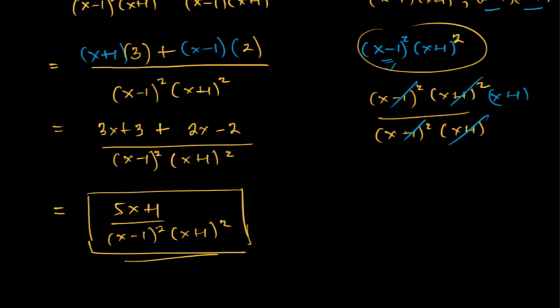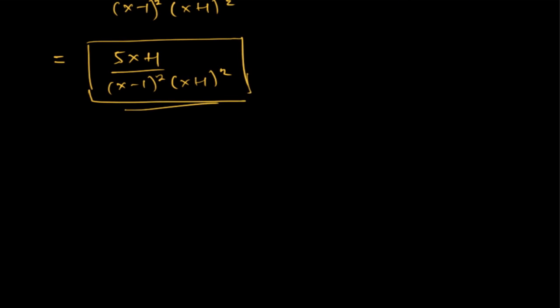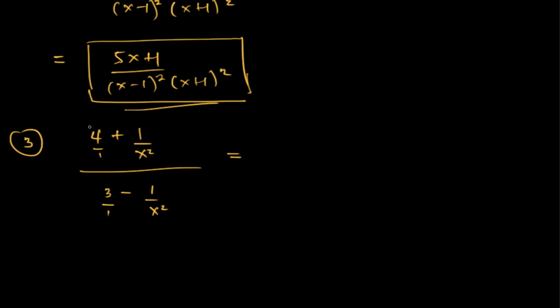So let's look at one more example before we call it quits on this topic. The last example we're going to be considering is to simplify 4 + 1/x² divided by 3 - 1/x². Now to carry out this operation, we observe that this 4 could be written as 4/1, and this 3 could be written as 3/1. So if you're considering the top, when we find the LCM of 1 and x², the LCM is x².